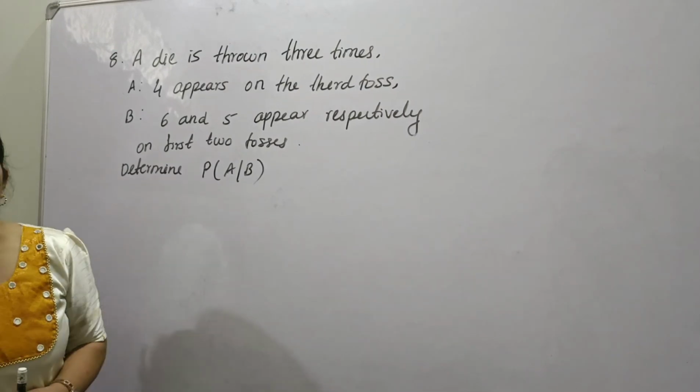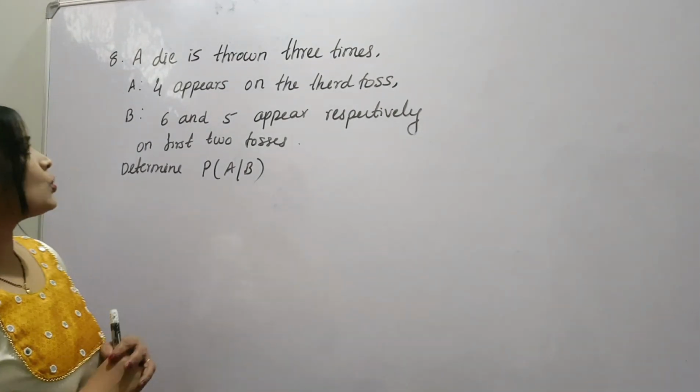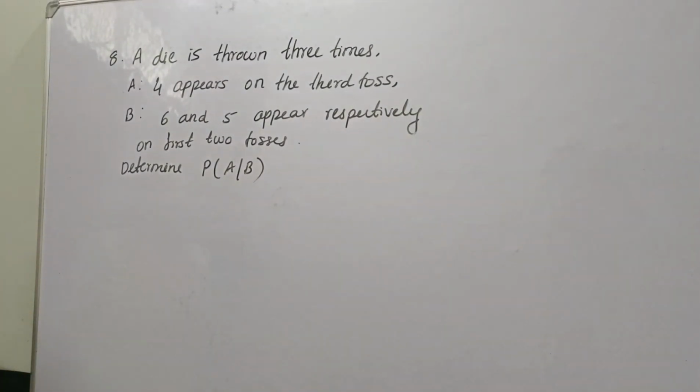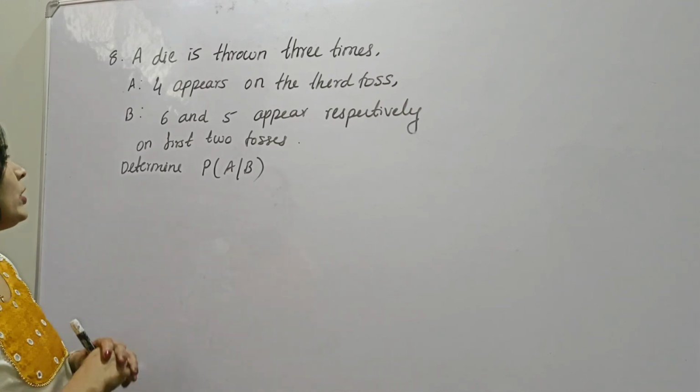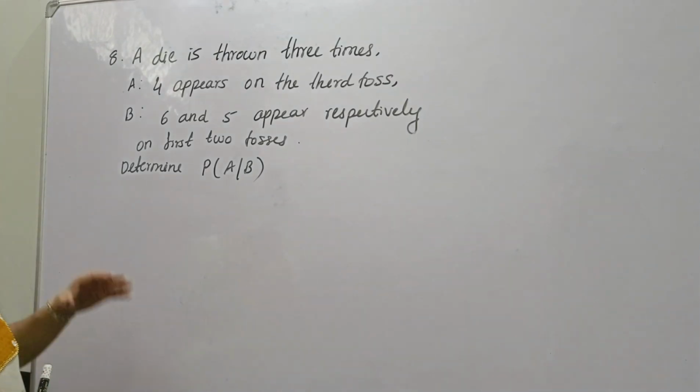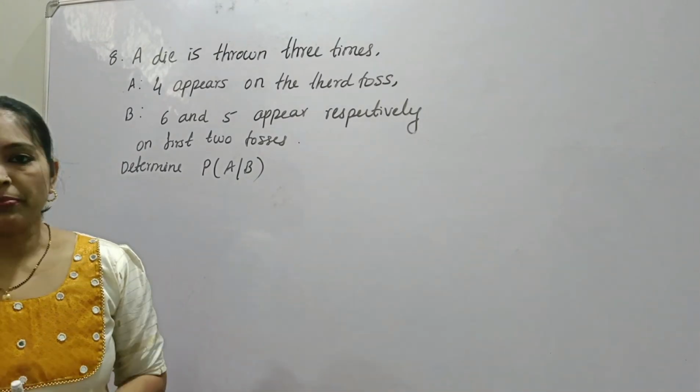Hello everyone, let's continue exercise 13.1, 8th question. A die is thrown 3 times. A is the event 4 appears on the third toss. B is the event 6 and 5 appear respectively on first 2 tosses. Determine probability of A given B.